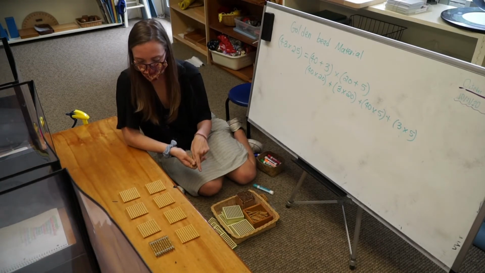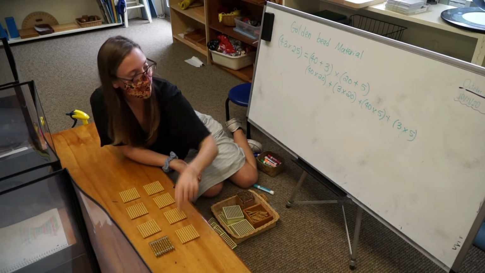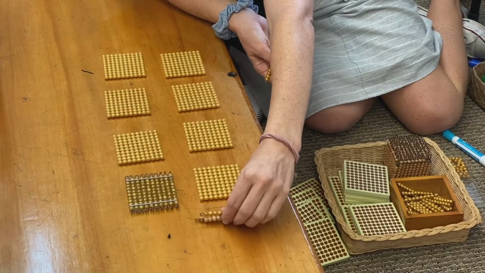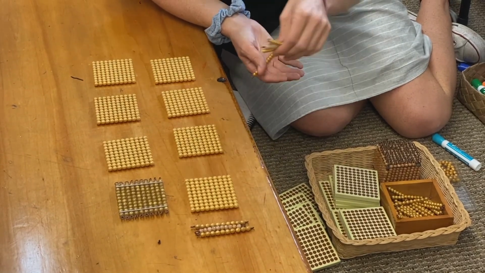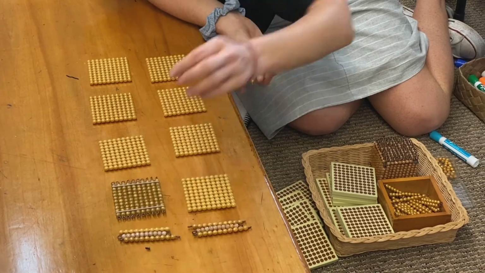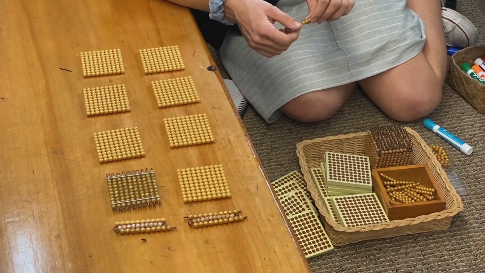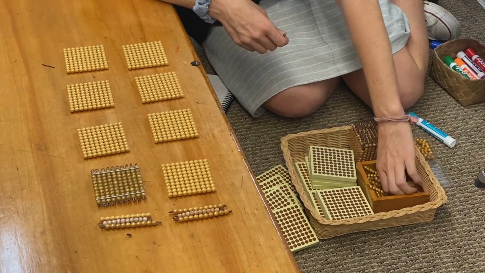3 times 20. So here's our 20 row. Okay, so we said 3 times 20, so I need to give this one 3. And I need to give this one 3. And then I said 40 times 5, so how many do you think each one will get? 5.